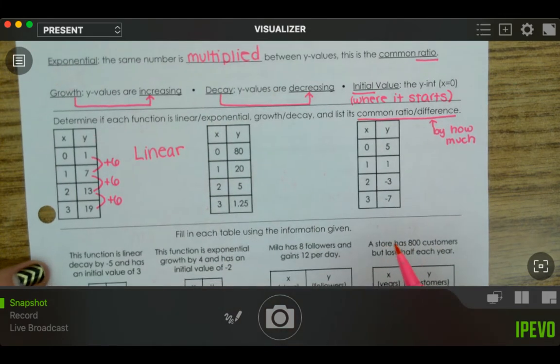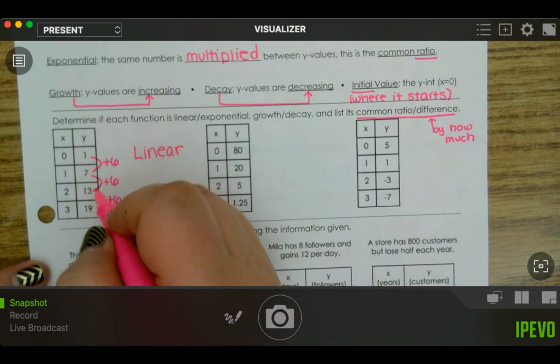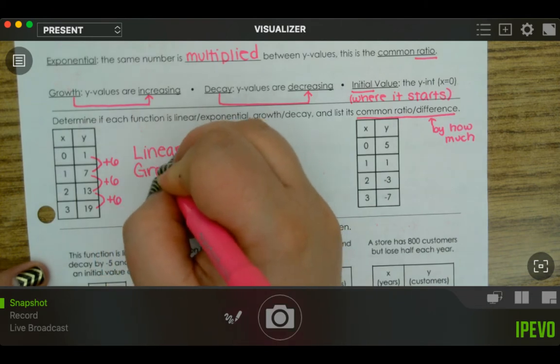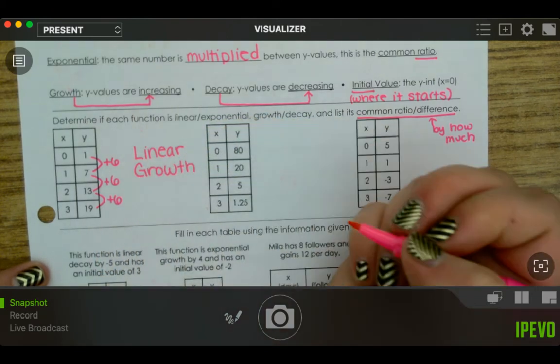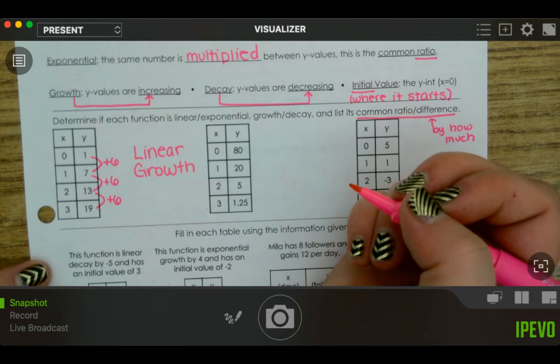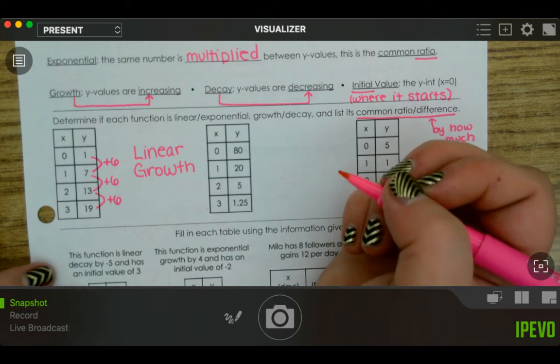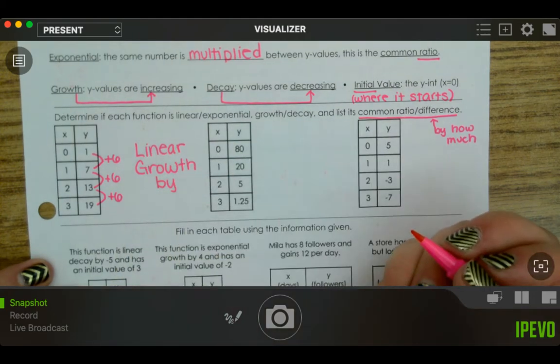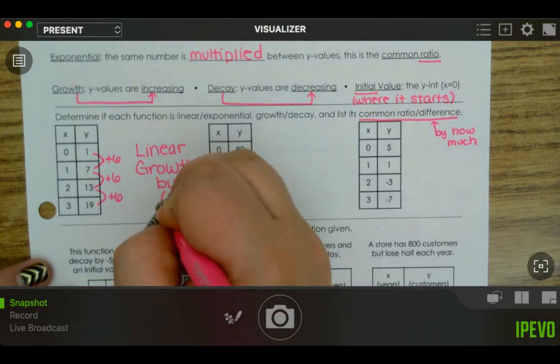These numbers are going up: 1, 7, 13, 19. So that's growth. Again, we are focusing on the y values because I left the x values the same on every table, so it would make no sense to look at the x's. And then I want you to say by 6 because it's going up by 6.